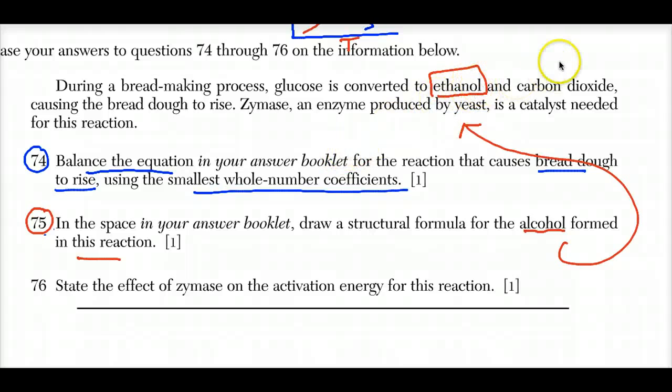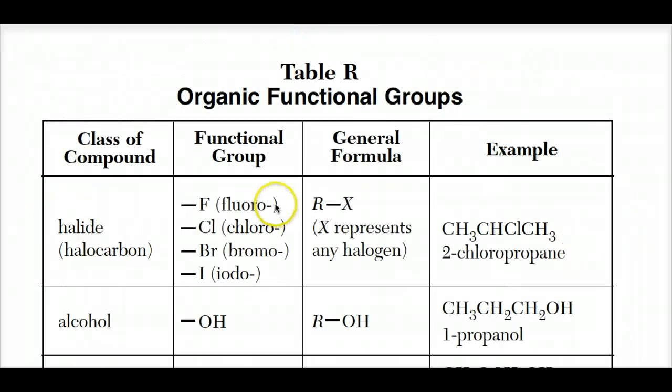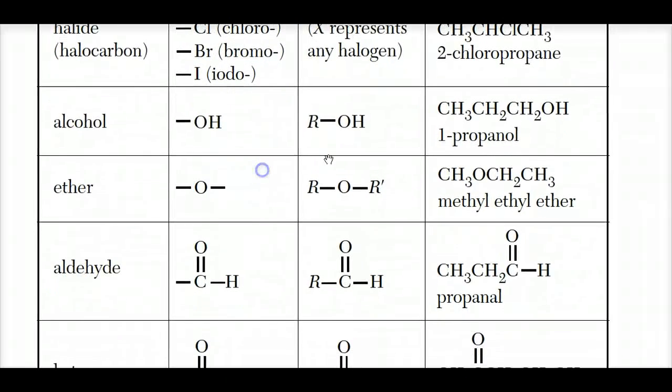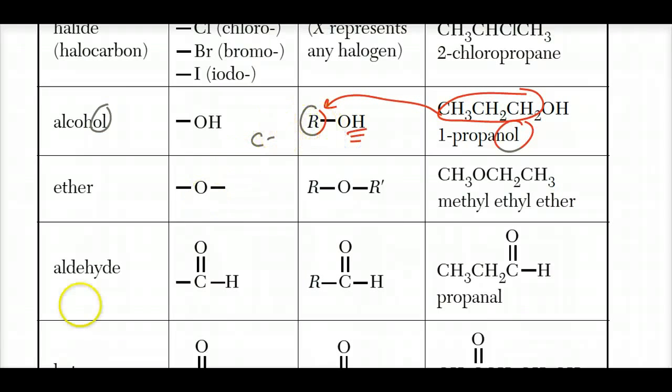Because it ends in OL. If you don't know, Table R is your friend. Table R lists all the organic functional groups, and there's alcohol, and look, they give you an example of how to name it. So this OL is for the alcohol, and look at the general formula. R means the rest of an organic compound, some kind of carbon chain with an OH attached to it. So this is your R part.